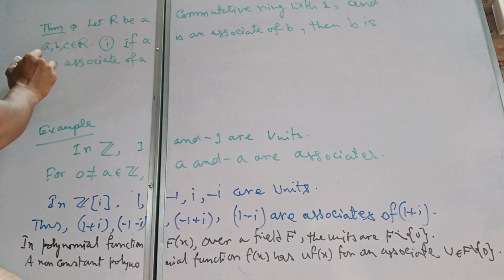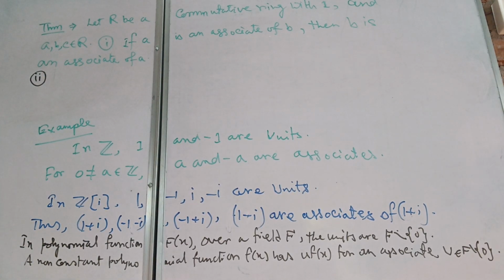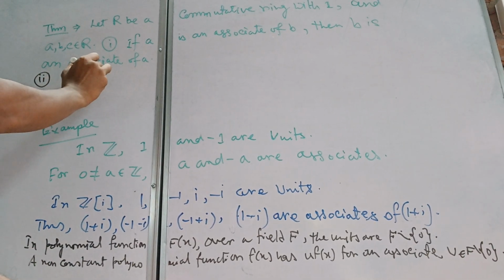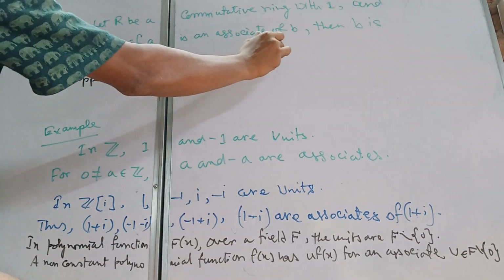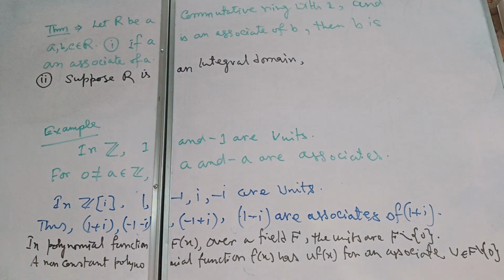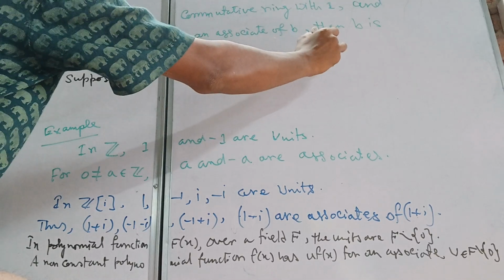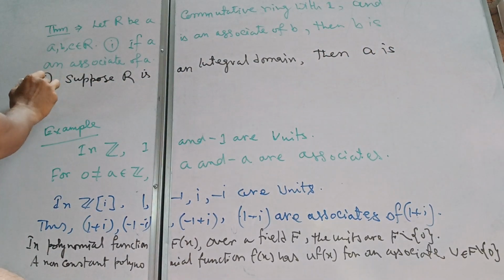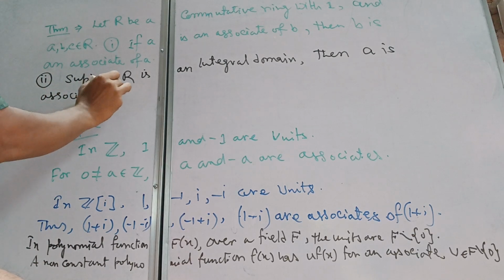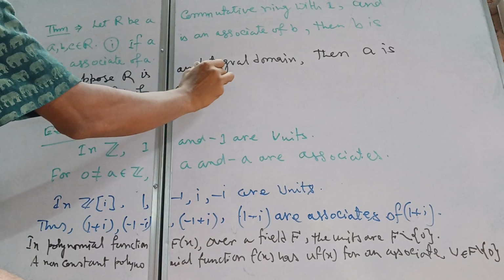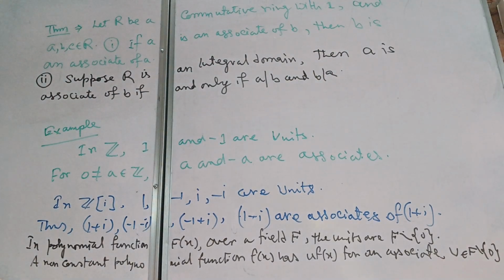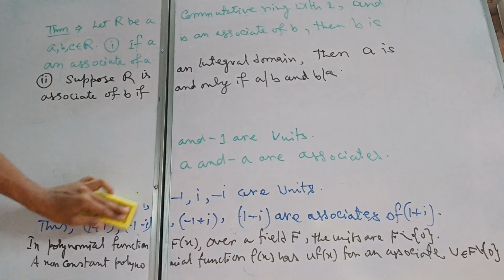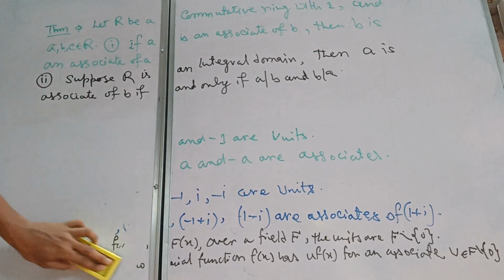Next, second: suppose R is an integral domain, then A is an associate of B if and only if A divides B and B divides A.